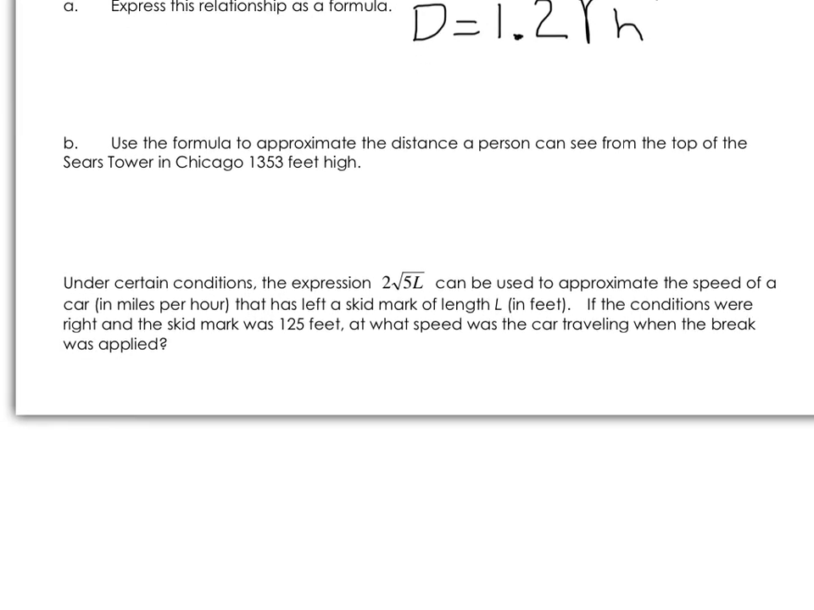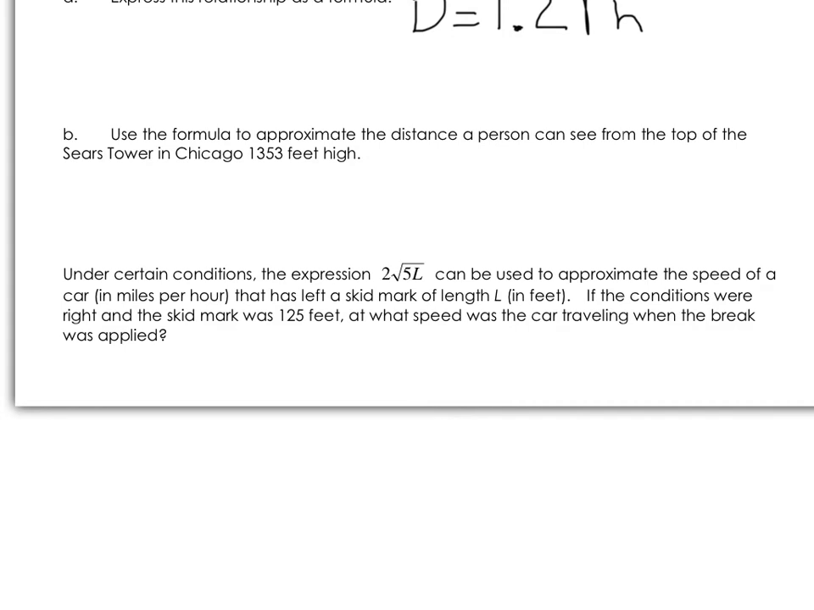Use this formula to approximate the distance a person can see from the top of the Sears Tower in Chicago, 1,353 feet high. So the distance is 1.2 times the square root of 1353, because that's how tall the person is when they're standing on the Sears Tower. What is that? 1.2 times the square root of 1353.